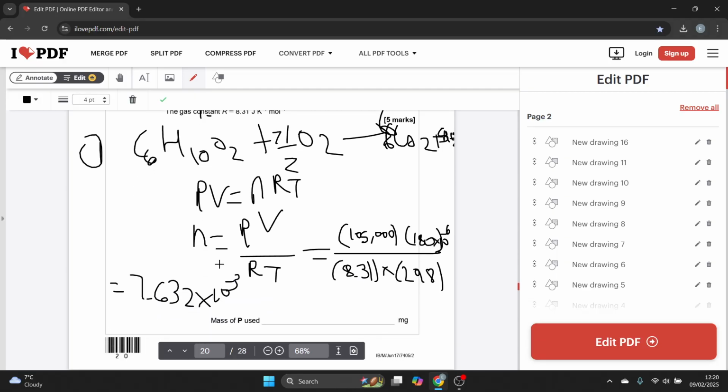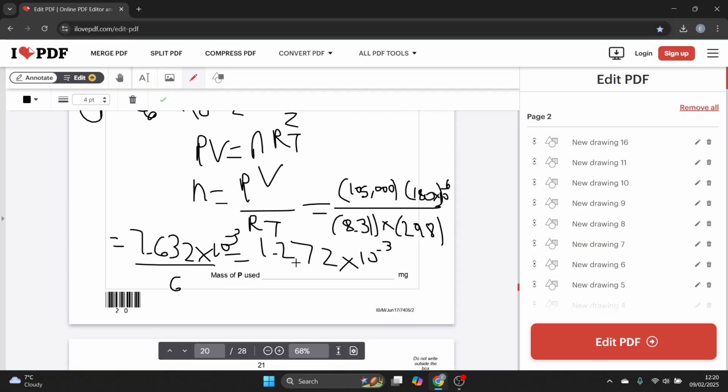Therefore, I need to divide that by 6. That will give me the moles of P, 1.272 times 10 to the power minus 3. Then I can work out the mass. Moles is mass over Mr, so mass is the moles times the Mr, 114.